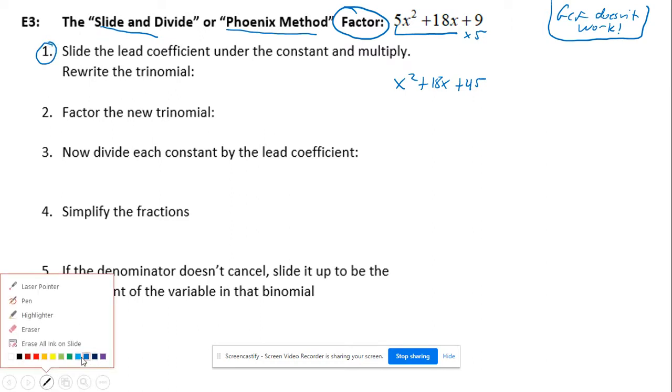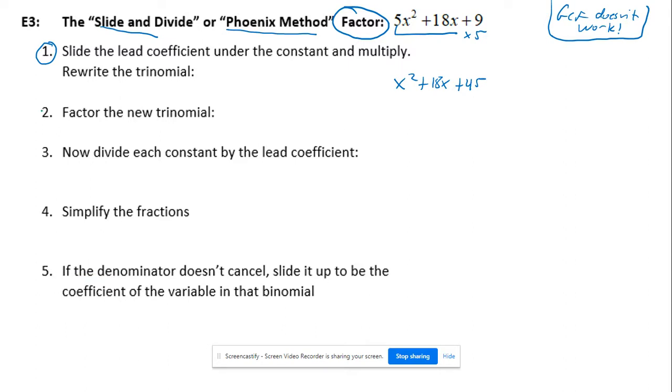So now I'm ready to do step 2. Step 2 is to factor the new trinomial. I look at this, and now it looks like a problem we've been doing all week long, where I need numbers that multiply to 45 and add together to equal 18. Now, 45 is a pretty big number, so maybe you have to start dividing. You do 45 divided by 1, so you get 1 and 45. But that doesn't add up to be 18. 45 divided by 2 is a decimal, so that didn't work. But 45 divided by 3 gave us 3 and 15. So 3 times 15 is 45, and 3 plus 15 is 18. So that told me I factor this as x plus 3, x plus 15.